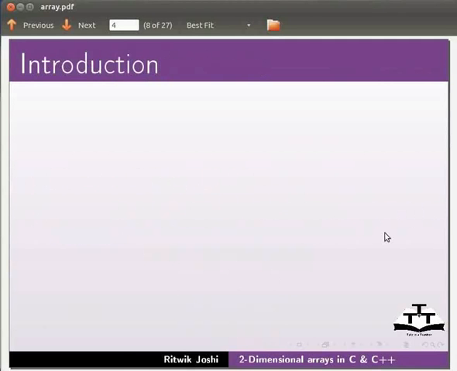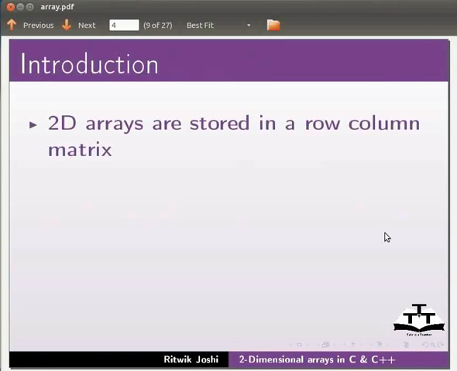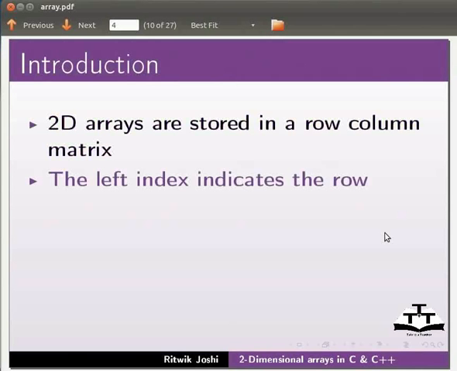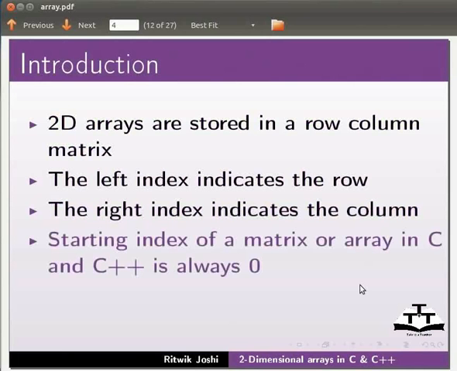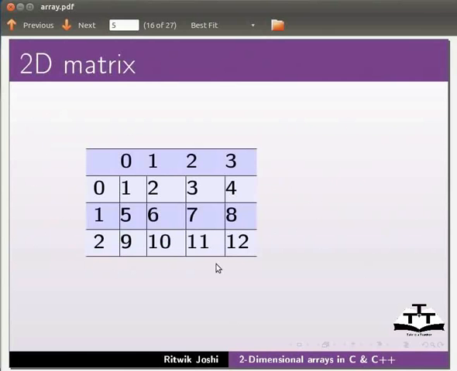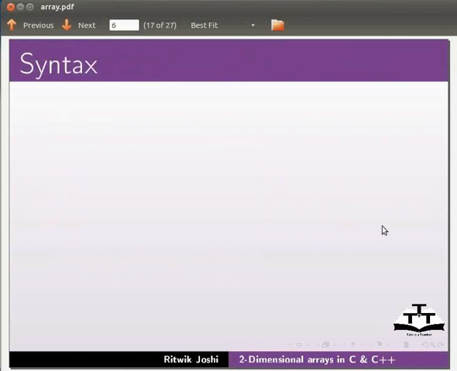Let us start with the introduction to two-dimensional array. 2D arrays are stored in a row-column matrix. The left index indicates the row. The right index indicates the column. Starting index of a matrix or array in C and C++ is always 0. Here we see a two-dimensional array in a row-column matrix. Starting index is 0.